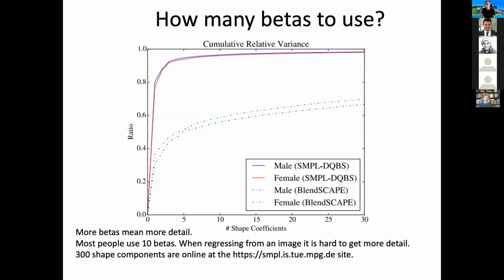All right, and this PCA space captures, this is the first 30 principal components, which capture like 98.5% of the variance or something like that. People typically use 10. We make available 300, and nobody needs more than 300. You really capture all of the variance effectively in the data using 300 components.